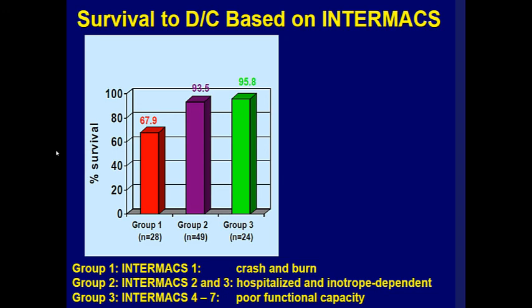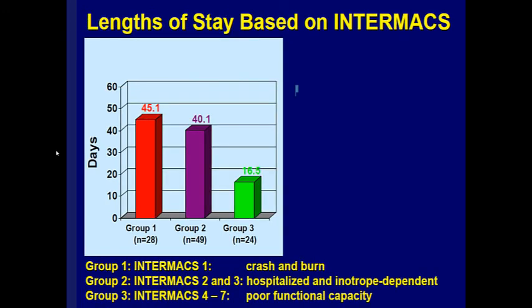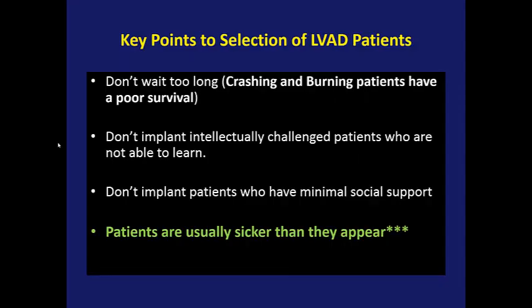So they're very expensive devices. It takes a lot, so we don't like to put these devices in people who are not going to do well. The best thing to do is put the short-term devices in, see what happens, and move from there. Not only do the crashing and burnings have a high mortality, but they also stay in the hospital a longer period of time. So when you're selecting a VAD patient and you have people in clinic, you can't wait too long because the crashing and burning patients have a very, very poor survival.